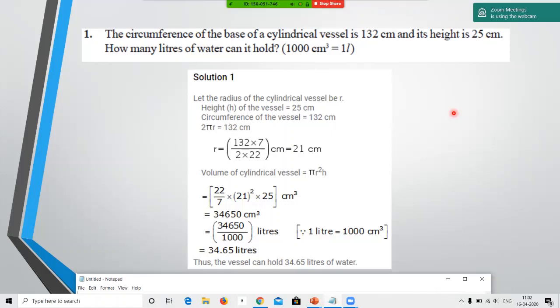32.65 liters. Now you could have left it, children, listen, you could have left it in centimeter cubes. But in the question they have given you the conversion, which means they want you to put the answer in the form of liters. So be very careful, observe the things. Whatever is asked, do as per that. So the answer is 34.65 liters. Done with it? Shall I proceed?